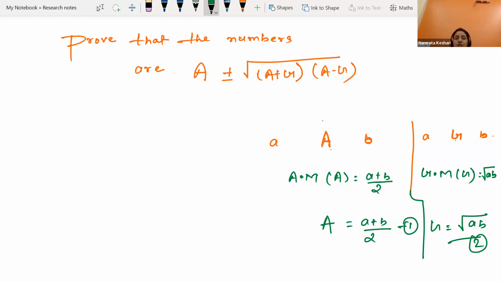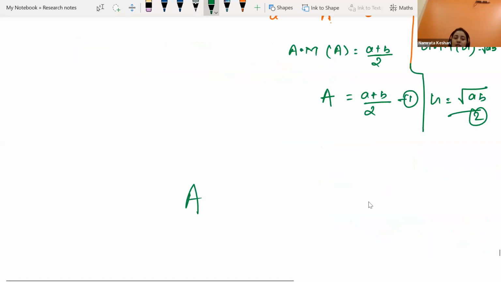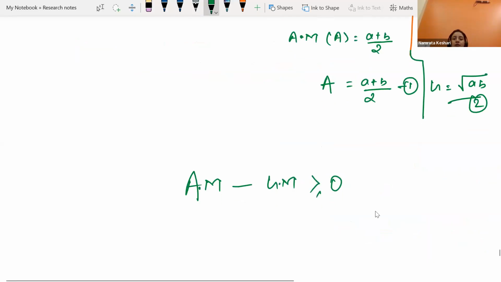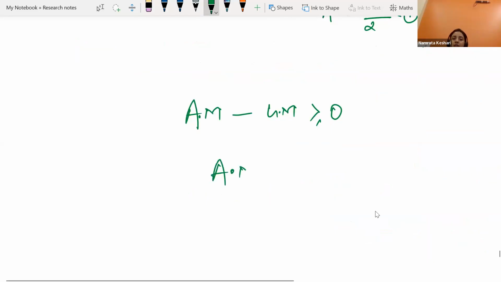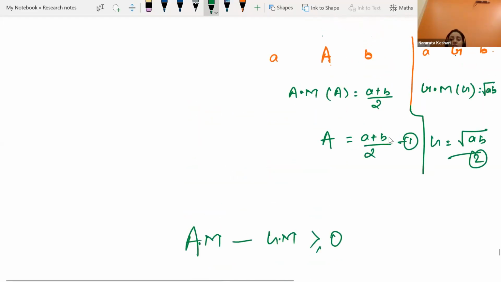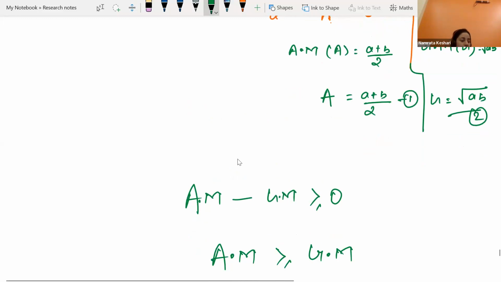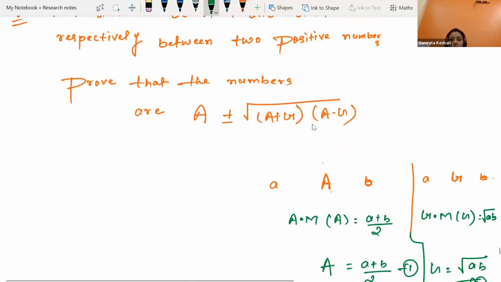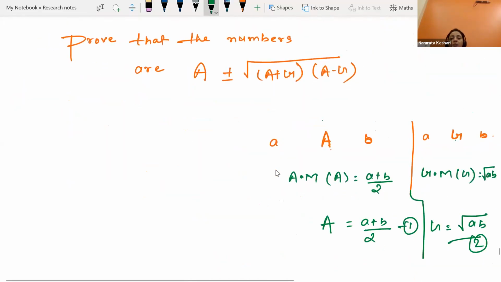One more relation we were discussing in the last class, that arithmetic mean minus geometric mean was bigger than or equal to 0. Yes or no? Yes, ma'am. So we can say that arithmetic mean is bigger than or equal to geometric mean. Can we say that? Yes, ma'am. If we can say that, that means we can use this condition. What we have to find over here, basically we have to prove that the numbers a and b we have to find.